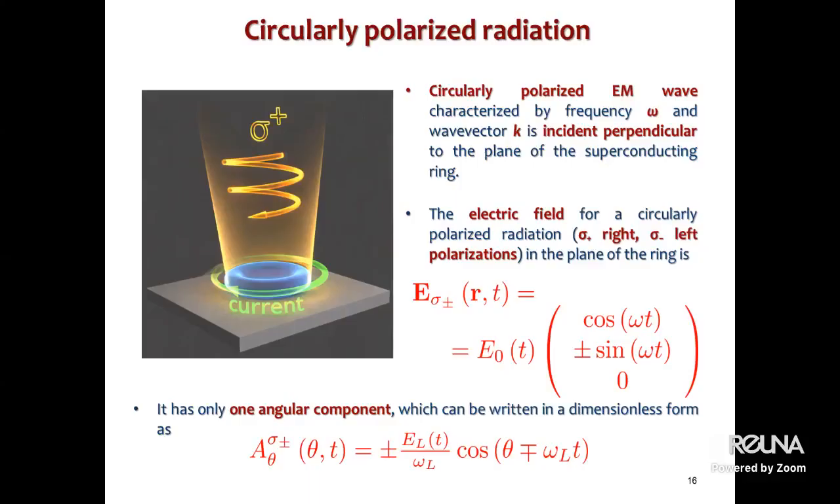Next, we apply a circularly polarized electromagnetic wave, characterized by frequency omega and wave vector k, incident perpendicular to the plane of the superconducting ring. The electric field for circularly polarized radiation, sigma plus for right polarization, sigma minus for left polarization, is in the plane of the ring and is given by this expression. The total vector potential A has only one angular component, which can be written in dimensionless form as provided here.